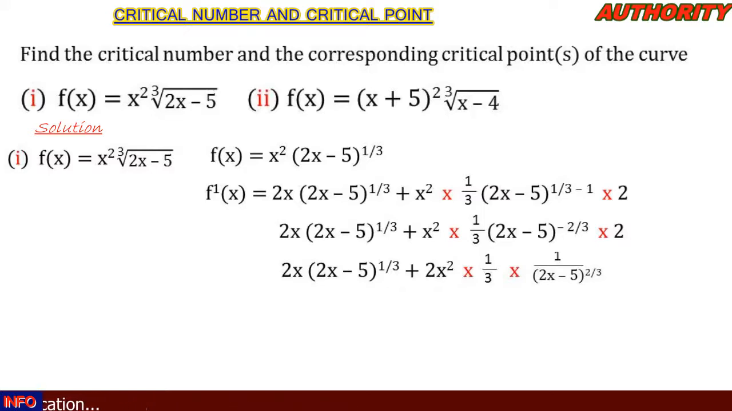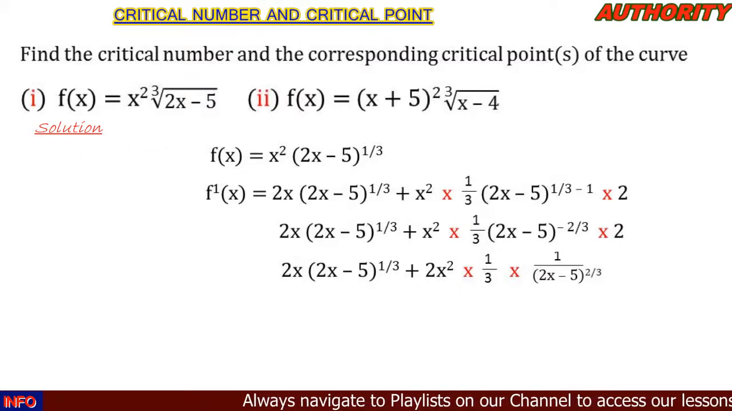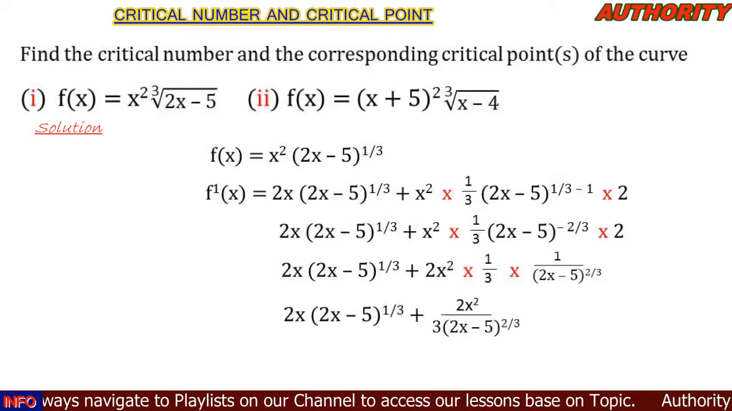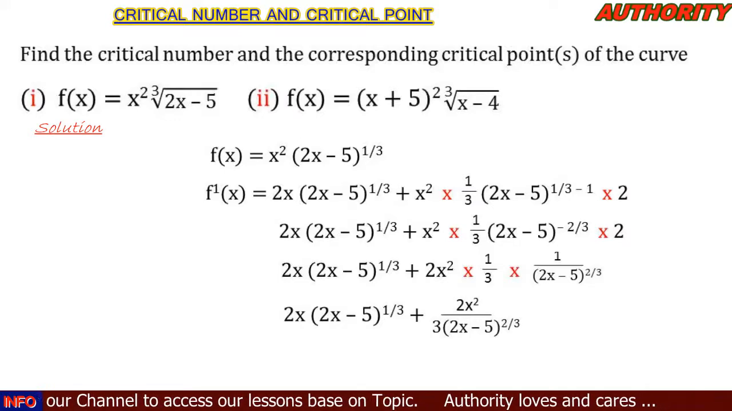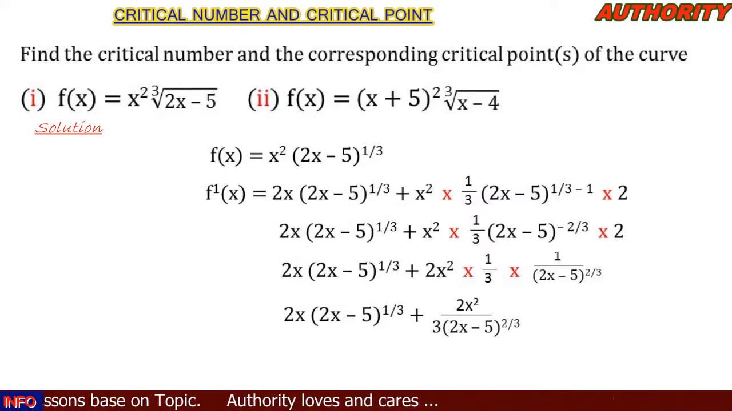Still simplifying, we're going to multiply 2x squared and 1 all over 3 together with 1 all over (2x minus 5) raised to power 2 all over 3. So when we multiply that, we are going to have 2x squared all over 3 (2x minus 5) raised to power 2 all over 3. And then in the other side we have 2x (2x minus 5) raised to power 1 all over 3.